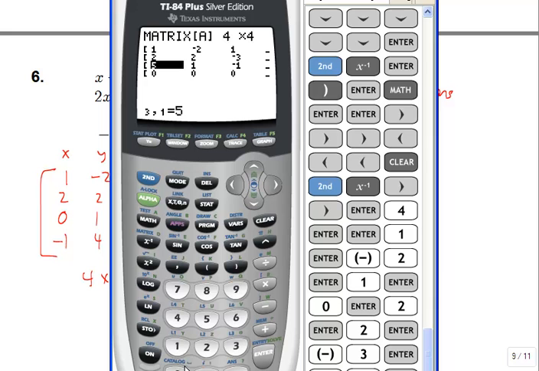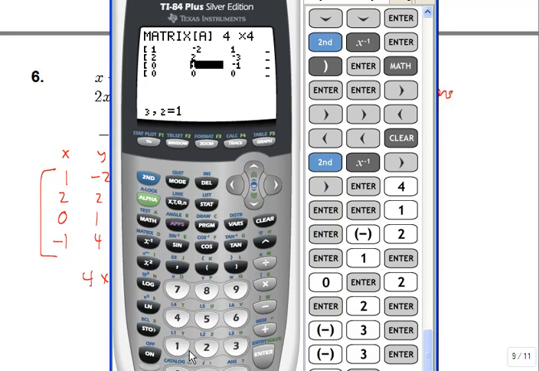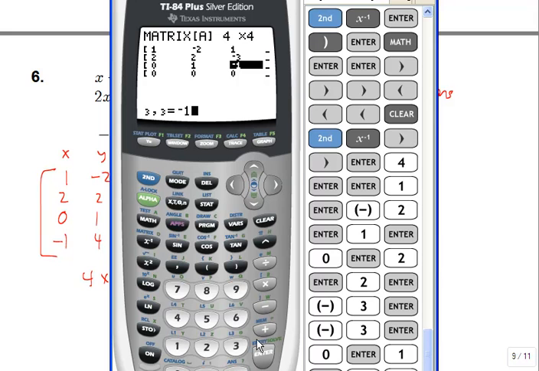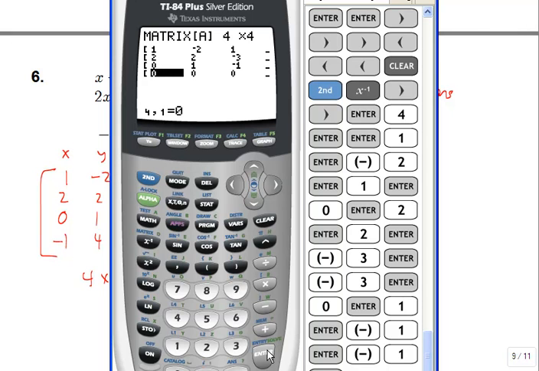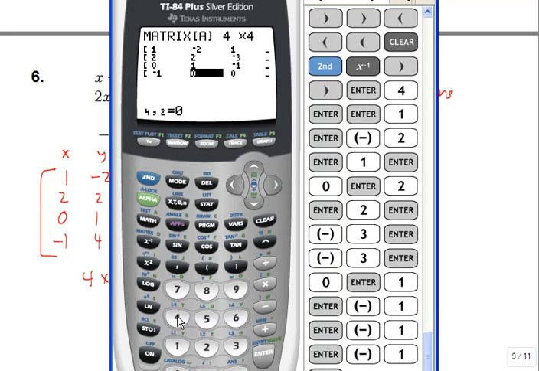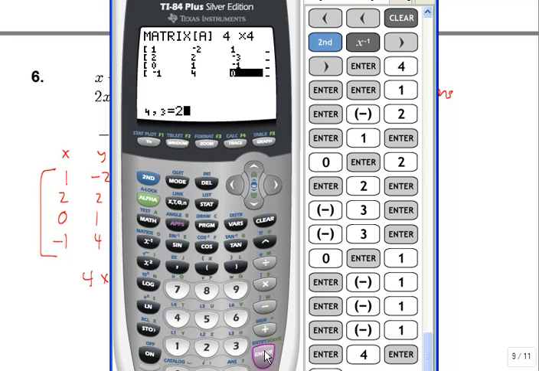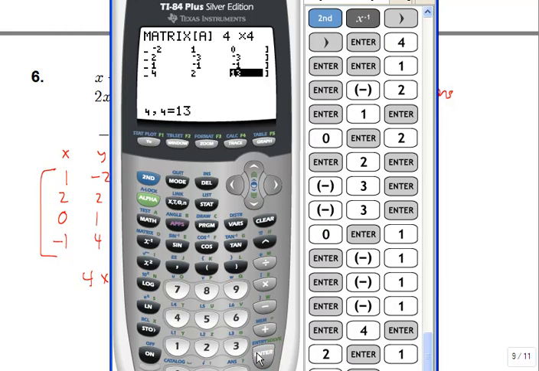Row 3 is 0, 1, negative 1, negative 1. And row 4 is negative 1, 4, 2, and 13. Okay, matrix A is in.